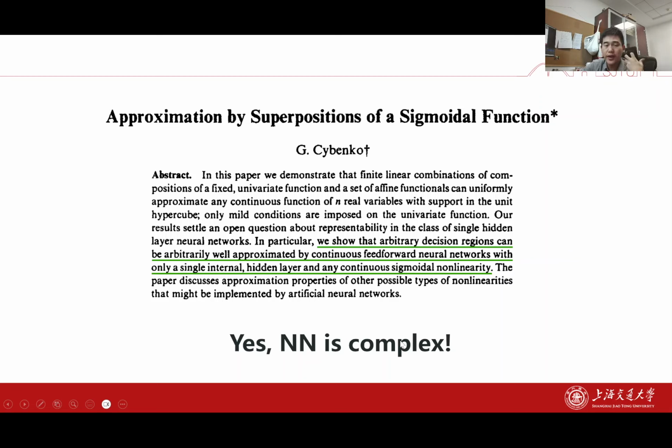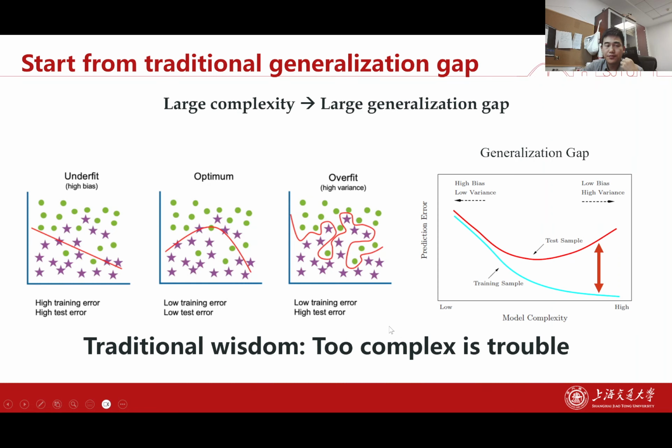Even with only a two-layer neural network, once you have sufficiently large width, meaning as many neurons as you want, you can fit any continuous function to arbitrary accuracy. So it's very complex. It can approximate almost any continuous function. But if a model is very complex, what's the disaster? Traditional learning theory tells us that if you have a model with very large complexity, you will highly possibly have overfitted the data and have a bad generalization error.